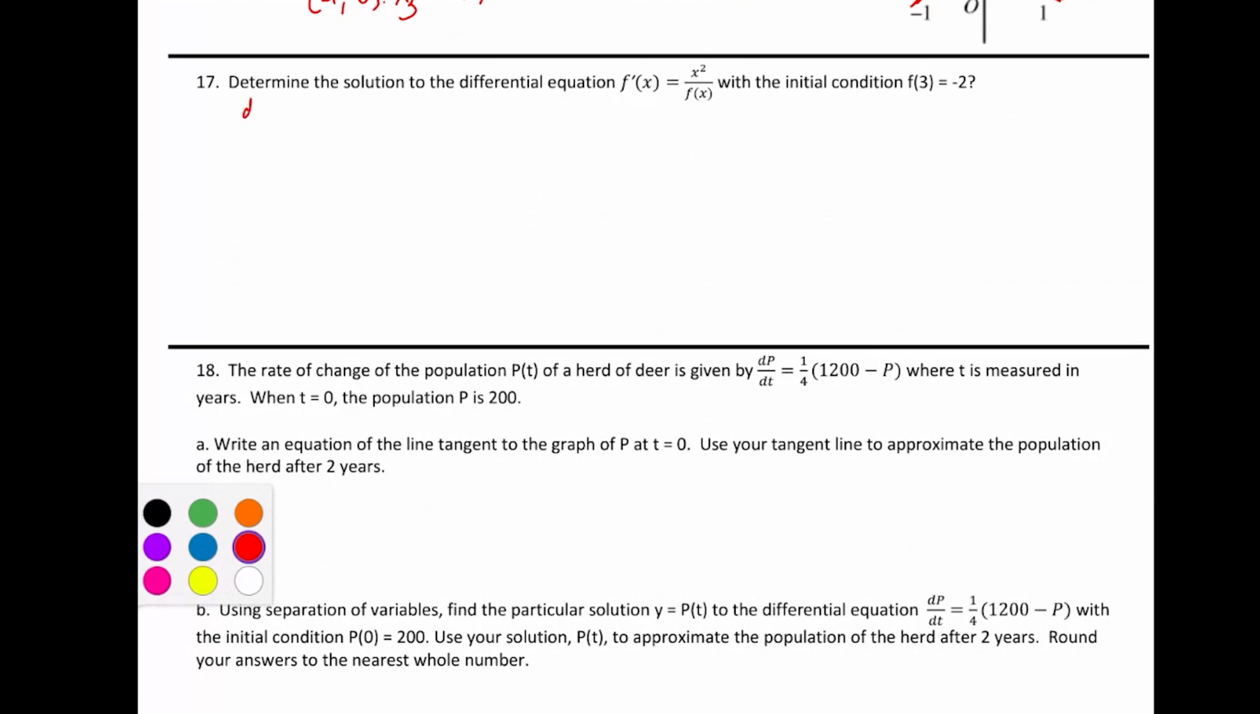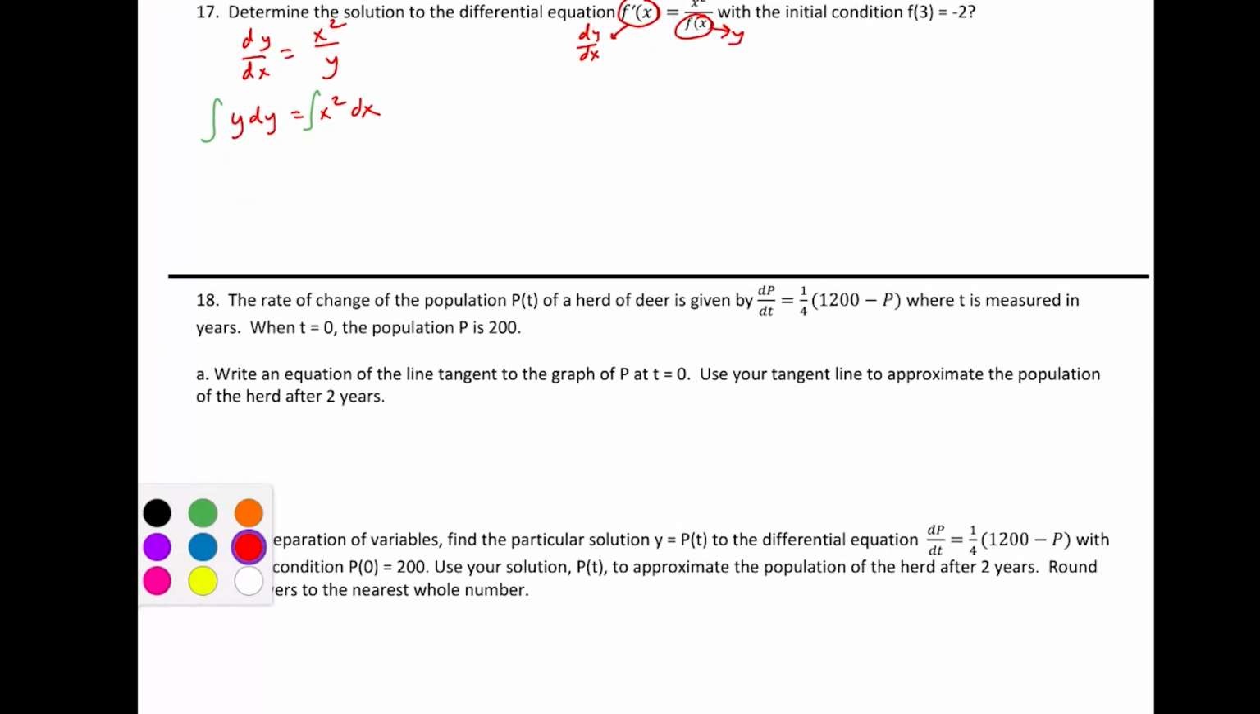Now f prime is the same thing as dy dx. So I'm just going to rewrite this differential equation as dy dx equals x squared over f of x, which is y. Maybe I'll make a little note here. This is dy dx over here on the left, and f of x is just y. So when I go to separate the variables, I'm going to have y dy equals x squared dx. I do need to integrate both sides to get rid of the dx and the dy. The integral of y is 1/2 y squared. The integral of x squared will be 1/3 x cubed, and then we need our plus c.